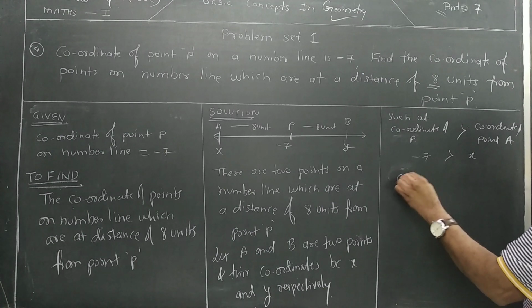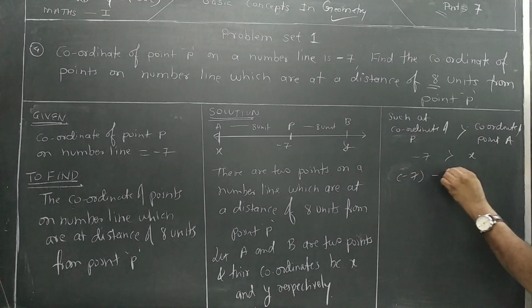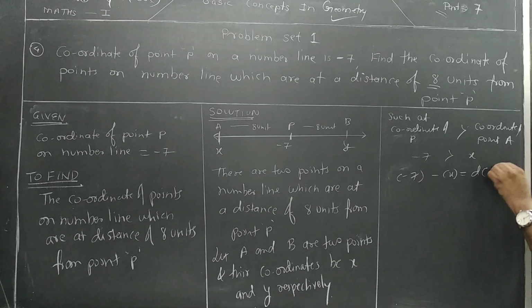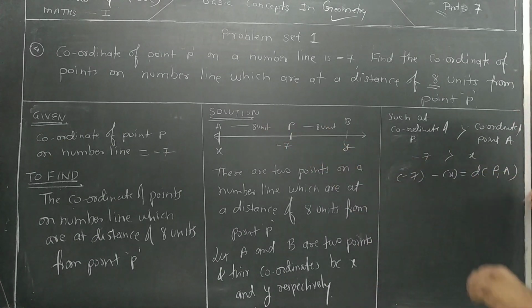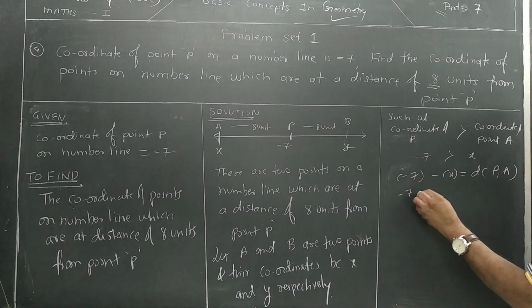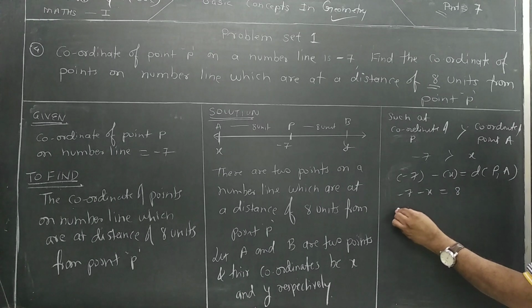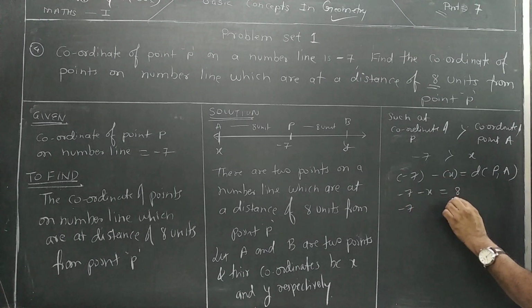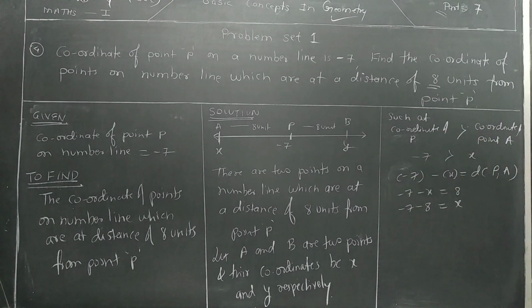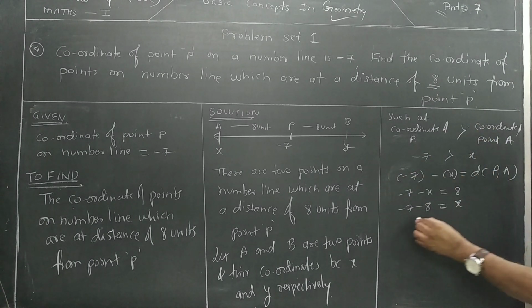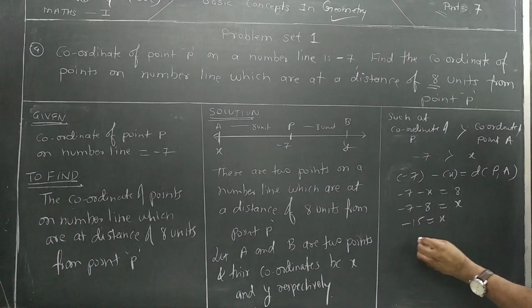So what can I write for the distance then? -7 minus -8 is equal to distance PA. Is it right? But we know the distance PA is how much? 8 units. So what can I write then? -7 minus x is equal to 8 units. So what will happen then? If I transfer the 8 to that side, it will become -8 and x will become positive. So -15 is equal to x.